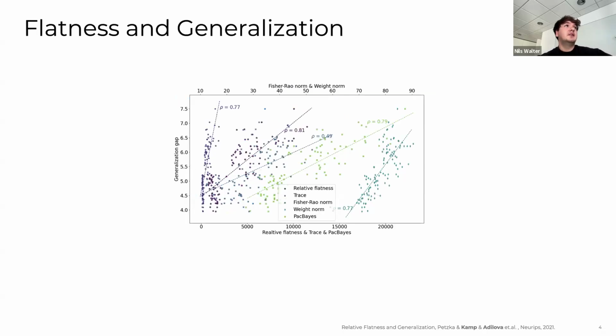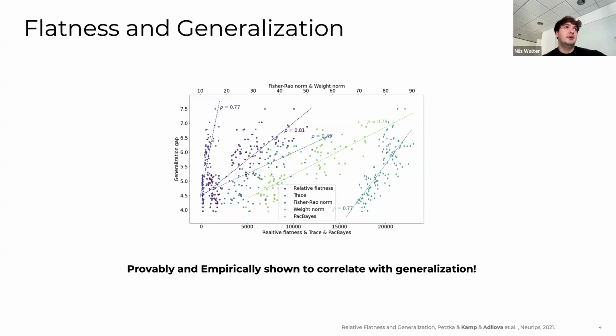So empirically and actually provably this works. Here in this plot, taken from the groundwork on relative flatness by Henning Petzka, Michael Kamp, and Lina, which is also here in the talk, you can see that if you measure flatness or relative flatness or some other version of it and compare it to the generalization gap, it decreases. So the flatter it is, the better the generalization gap is. Now, you can prove this, and empirically, it also correlates quite well.